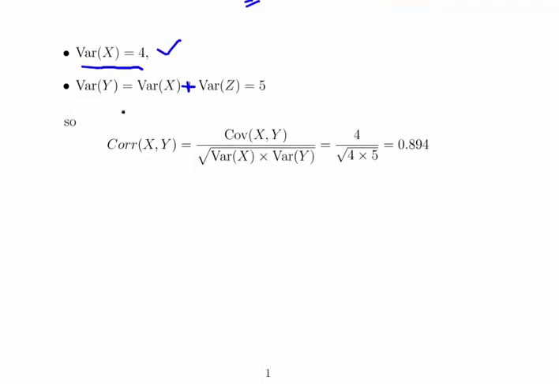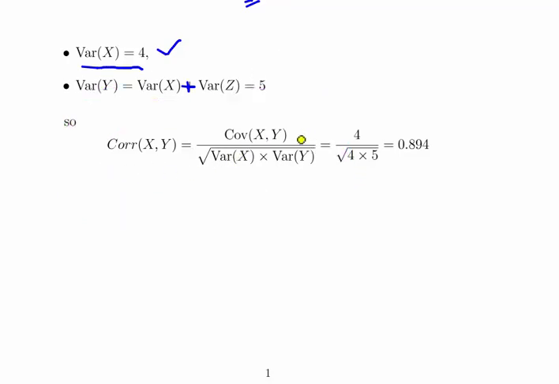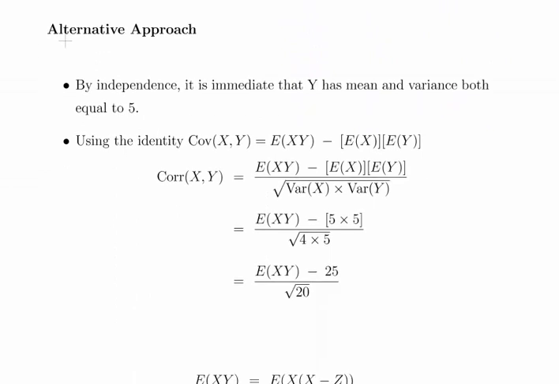So we piece it all into this formula here. The correlation of x and y is, this is a standard identity, this part here. We use the values we've determined: the covariance is 4, the variance of x is 4, the variance of y is 5. The square root of the variance of x times the variance of y is the square root of 4 times 5, square root of 20. So 4 divided by the square root of 20 gives us 0.894.